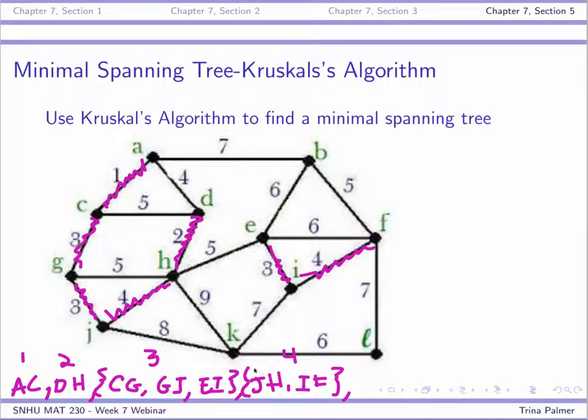And then I want weight 5. Again, be careful not to create a loop. I have 2 5s, EH and BF. Now I want a weight of 6. There's 3 with a weight 6, but 2 of them are going to create loops. So the only one with a weight 6 is going to be KL.